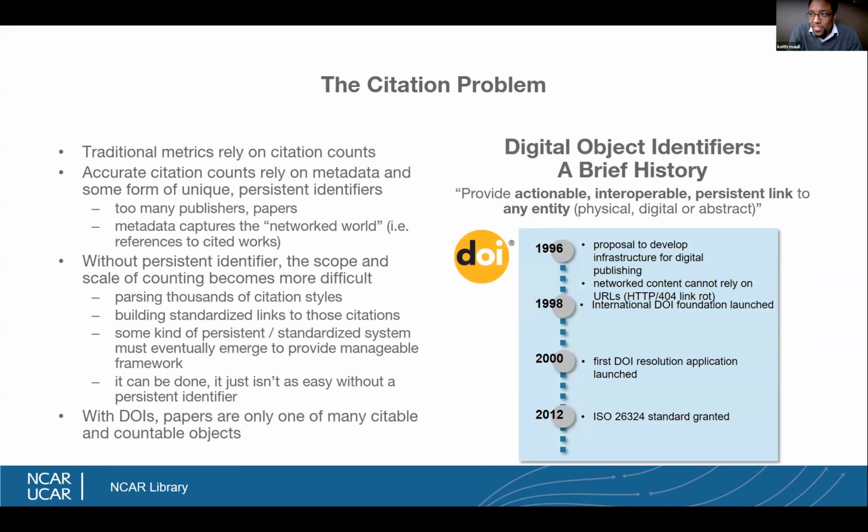Okay, so let's talk a little bit about this citation problem. As I laid the foundation in the previous slide, traditional metrics obviously rely on citation counts and those links. So we want to know how many times your work is cited, but also who is citing it, what papers, what authors, what institutions, et cetera.